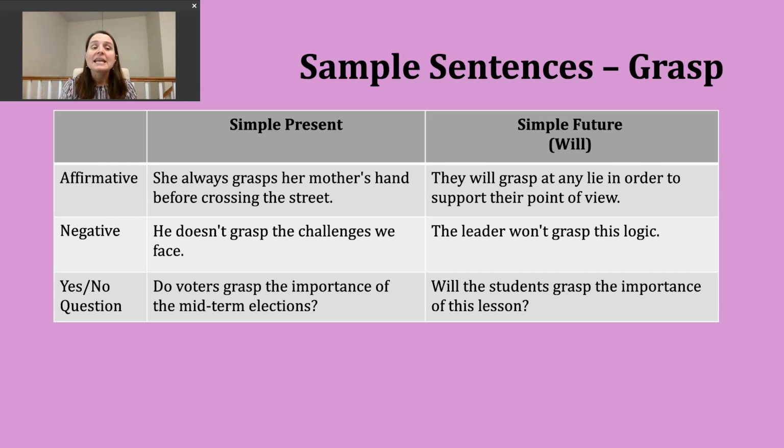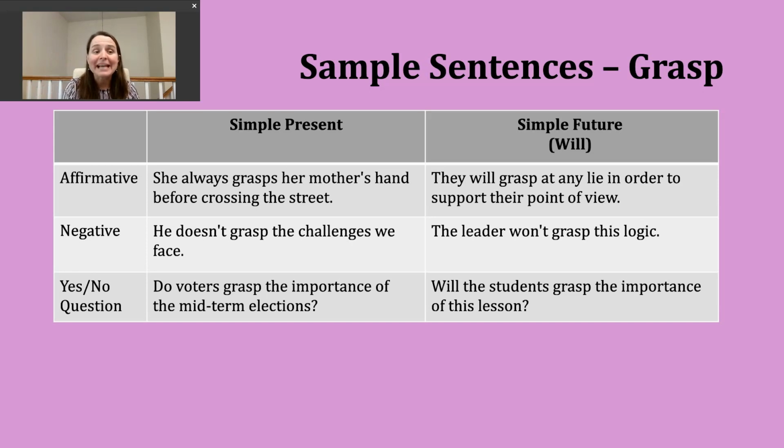Now, if I want to make a negative simple future sentence using will, my structure will be to have my subject, then will not, and then the base verb. You might also hear people use the contraction form. You can see that in my example here. The leader won't grasp this logic. Okay, so another sentence about comprehending, understanding, and logic here, maybe it helps to think of like reasoning.